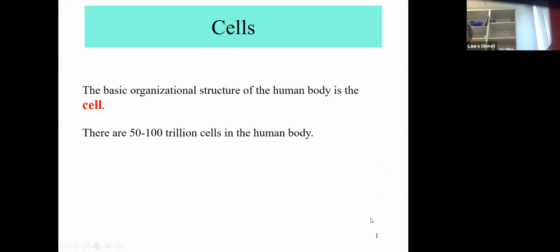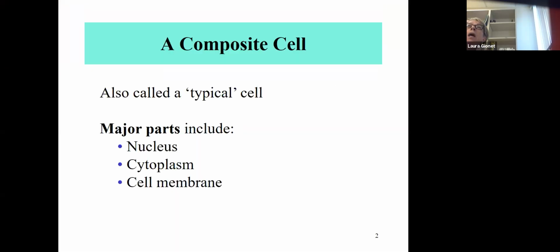Okay, so cells are the structural unit of life, or the repeating unit of life. I believe there was a Kahoot question based on that. It's the smallest unit of life, and we have about 50 to 100 trillion cells in the body. A composite cell is a typical cell.